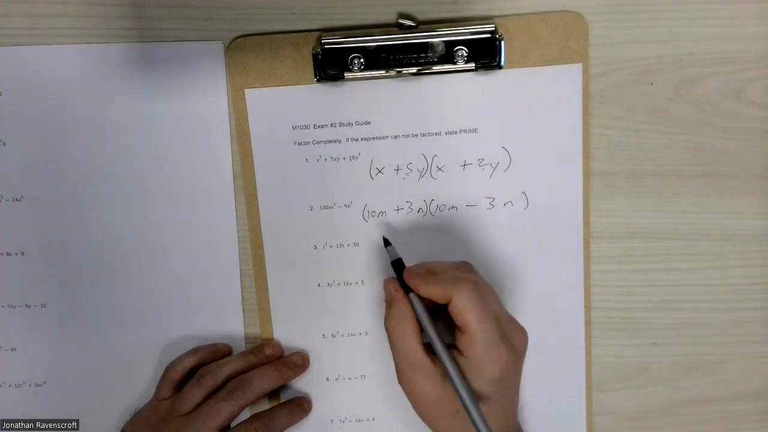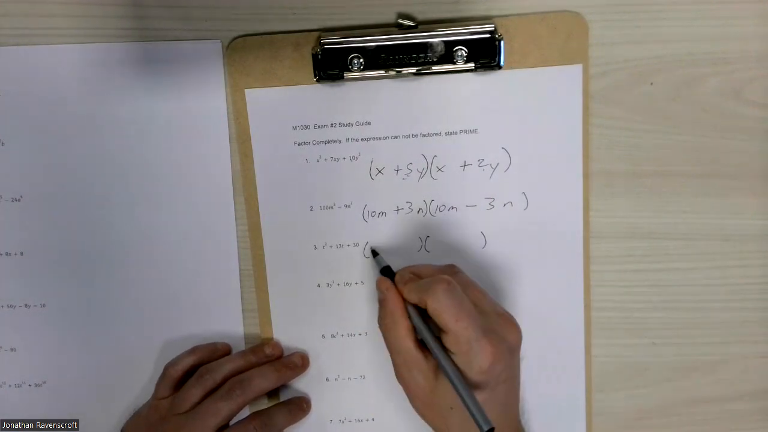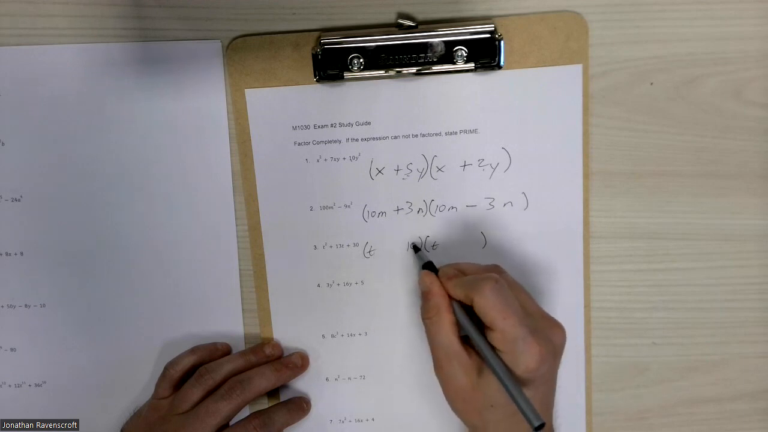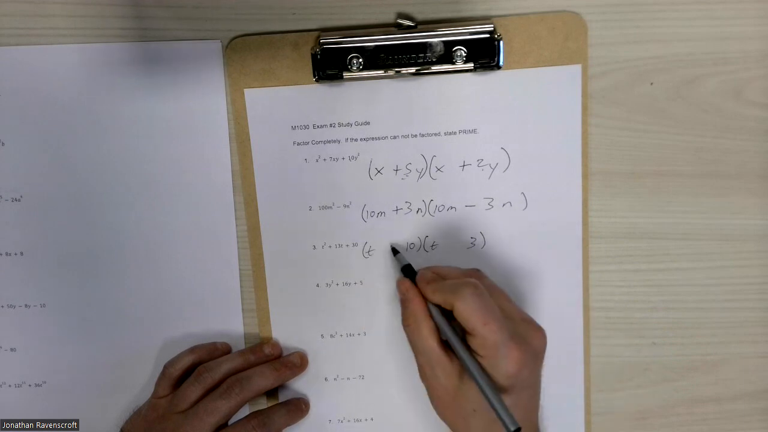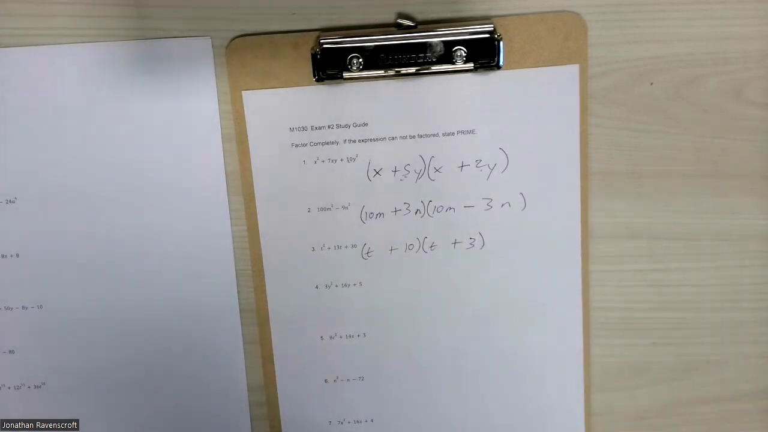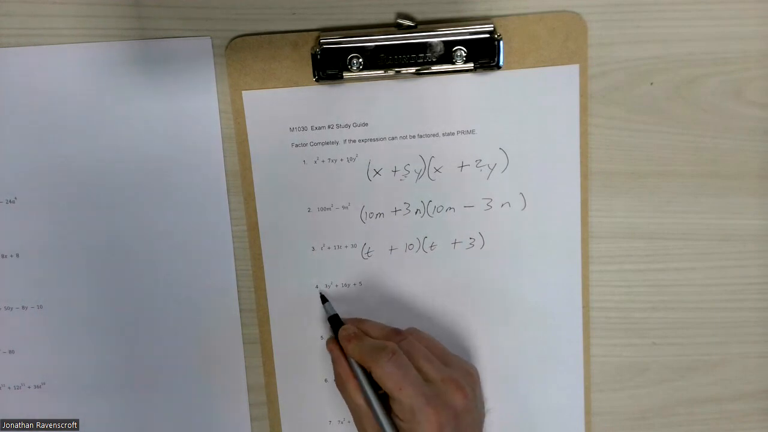Now for 3, typical AC method, what multiplies to make 30 adds to make 13. 10 and 3. 10 times 3 is 30. 10 plus 3 is 13. We're done with the problem. Now question 4 has a leading coefficient of 3.